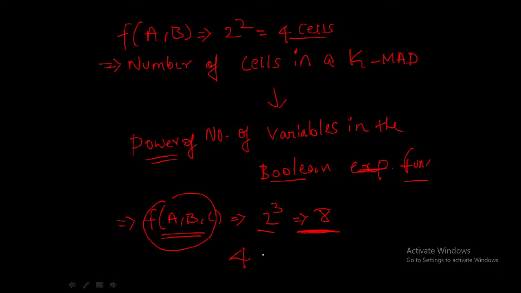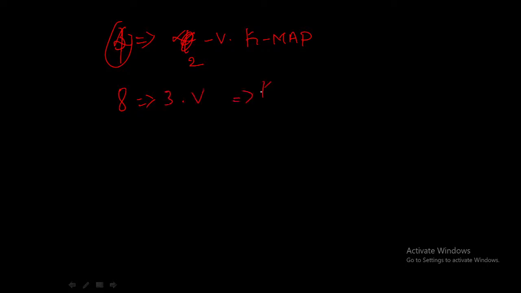Similarly, for a 4 variable function, the number of cells will be 2 power 4, which is equal to 16, and for a 5 variable function, the number of cells will be 2 power 5, which is equal to 32. If the number of cells is equal to 4, then it is called a 2 variable K map. If the number of cells is equal to 8, then it is called a 3 variable K map.